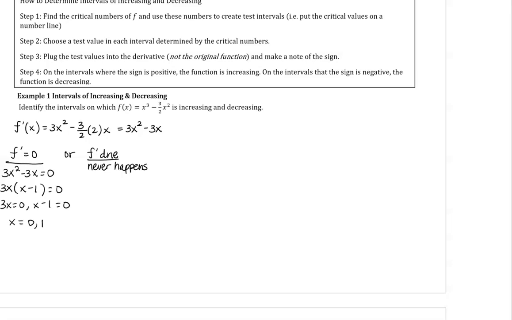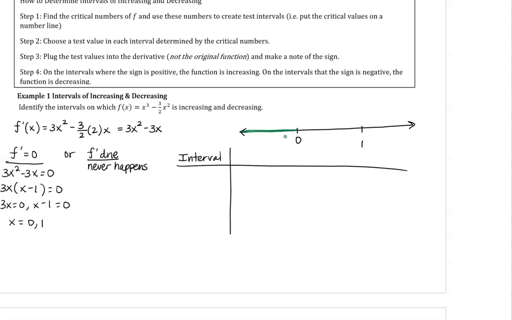Now, these critical numbers are supposed to be used to create test intervals. So we have to pay attention to which is larger than the other. We get 0 and 1 on the number line, and it creates three separate intervals. It creates an interval from negative infinity to 0. The second interval it creates in the middle is from 0 to 1. And the final interval it creates on the right-hand side is from 1 to positive infinity.